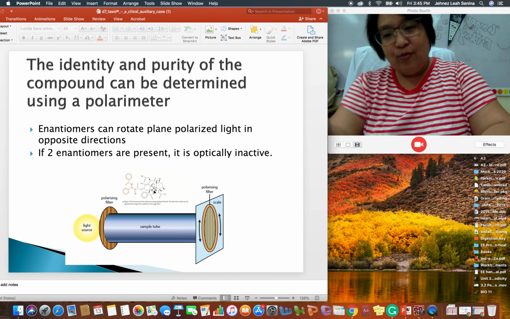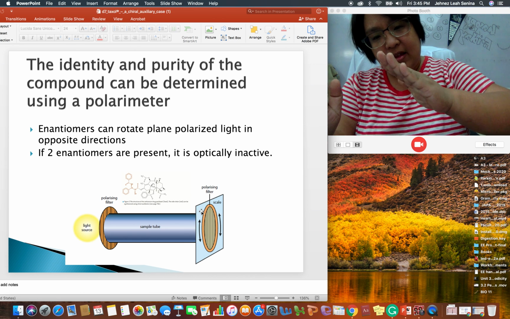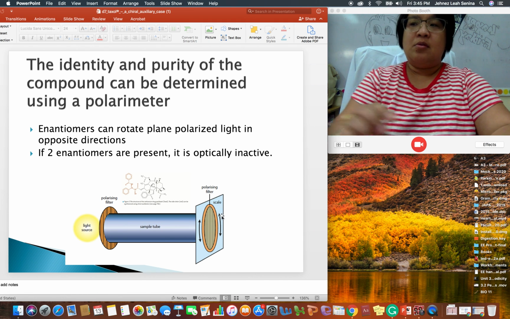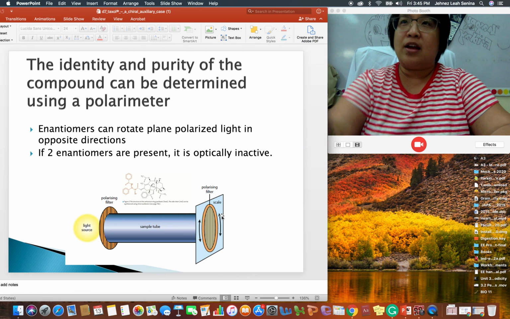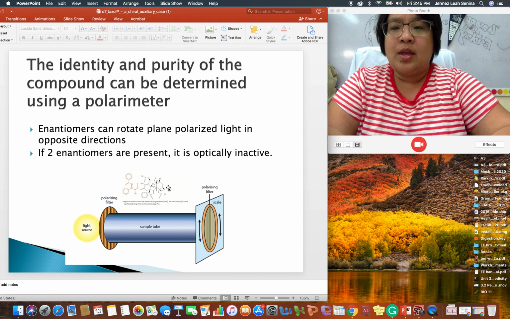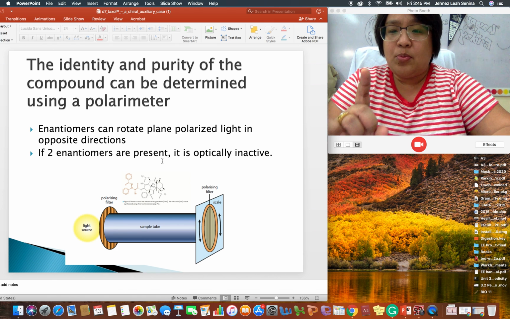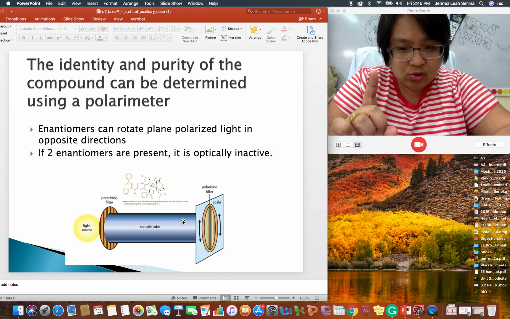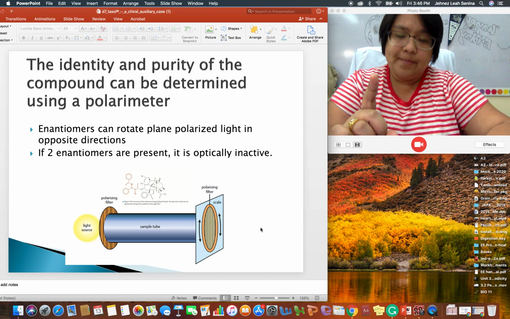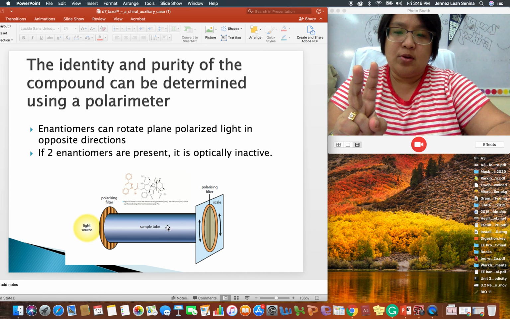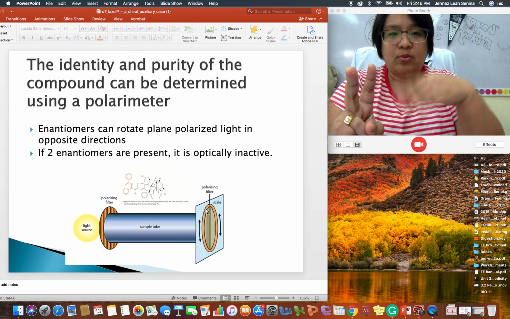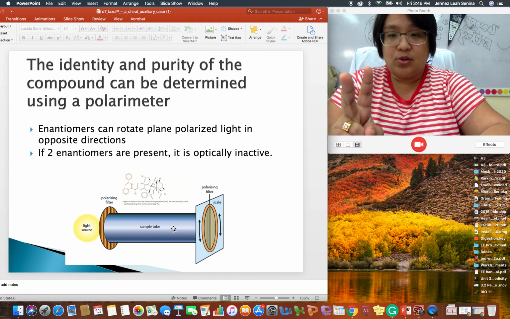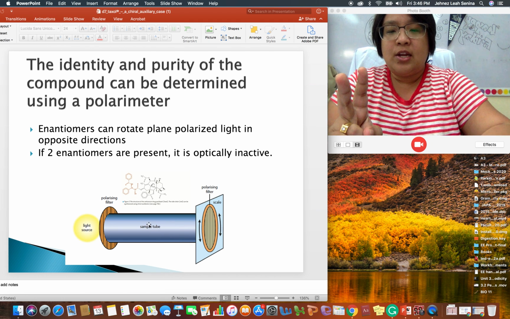But if you only have one enantiomer, then it can bend the light. Okay, it can rotate the light. You can measure the light rotation, and specific enantiomers have a specific angle of rotating the light. If there's only one enantiomer present, it should rotate the light as it goes out of this tube. Okay? So if there's two enantiomers, light will not be rotated, light will not be bent. In other words, you have at least two enantiomers inside your sample.